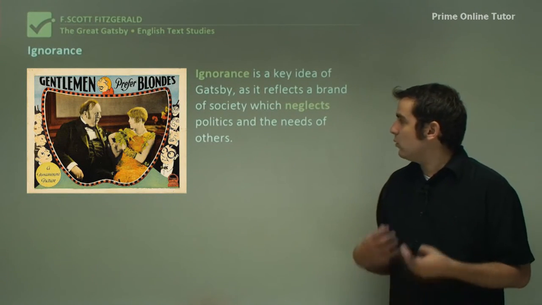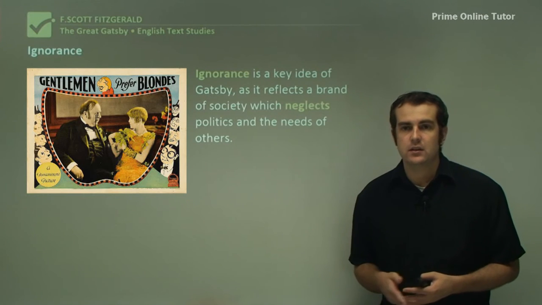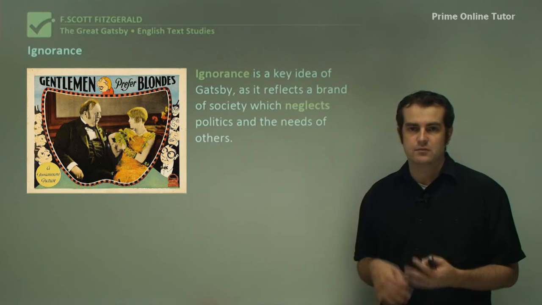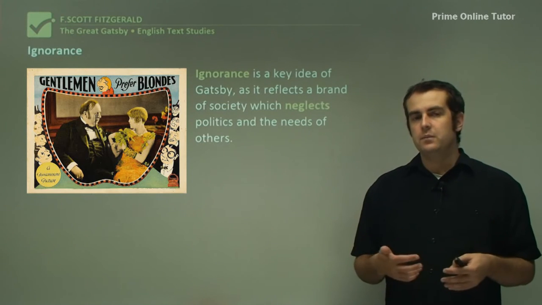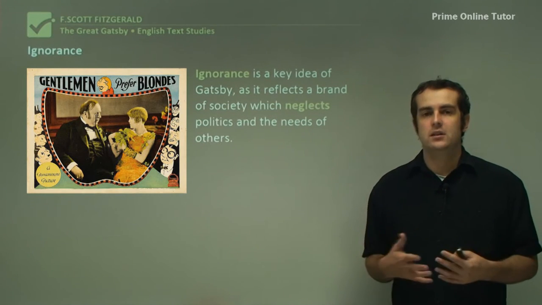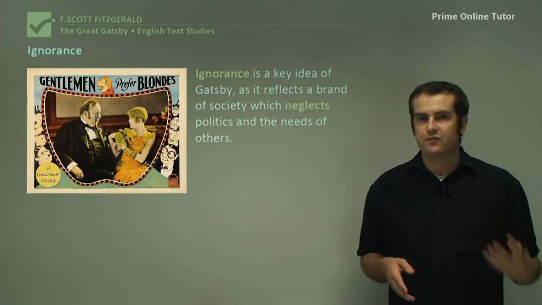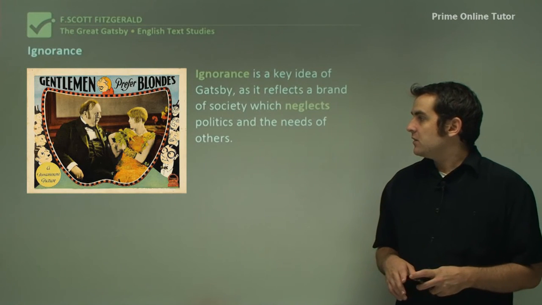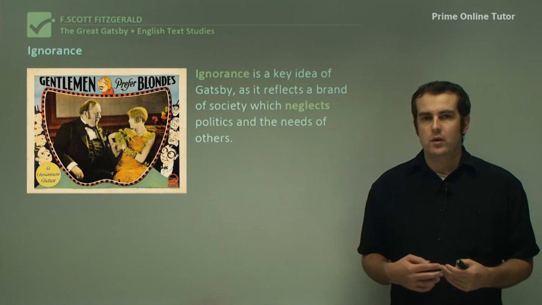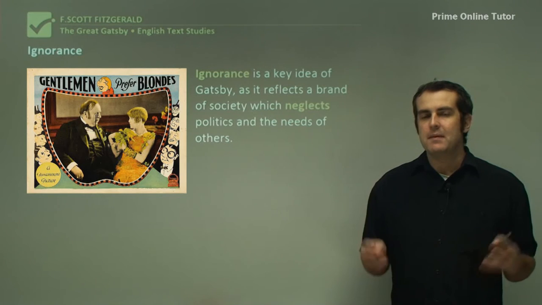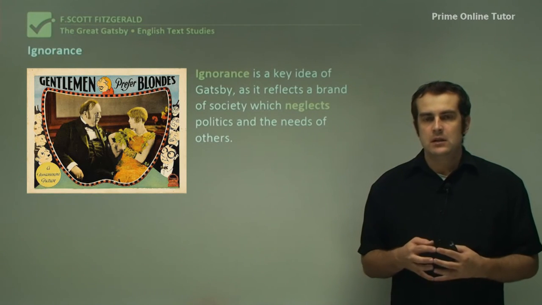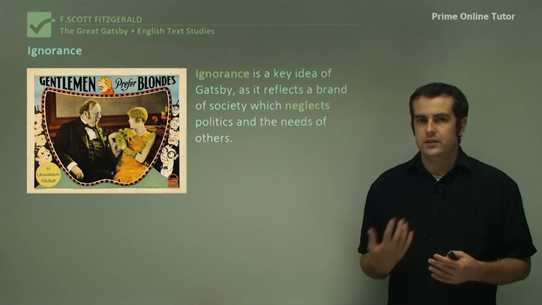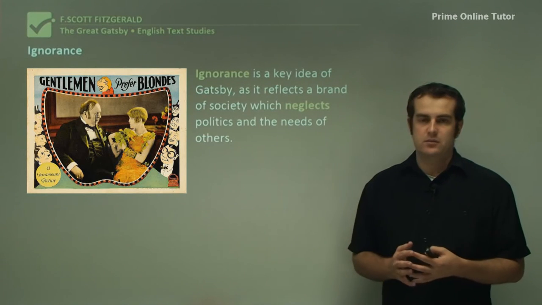Ignorance is also quite a key idea in this text, and particularly this brand of society which neglects politics and others. This isn't really the kind of wealthy community that engages a lot in philanthropy and charity and those sorts of things. They are pretty much self-obsessed, and this is an age where the poor were considered to be parasites. They weren't considered to be people.